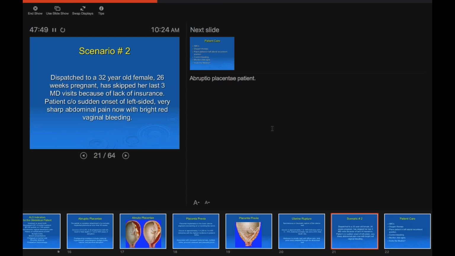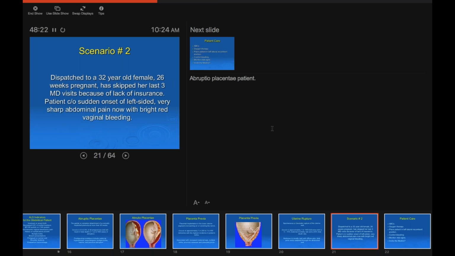So we will be obviously doing basic patient care, BSI, taking vital signs. We will be checking the vaginal opening to see the blood flow coming out. It's bright red blood, so we need to suspect that it's pretty fresh coming out. Sudden onset of left side pain, that can be a sign of Abruptio Placenta. So we need to keep that in mind. And then probably call for a medic.